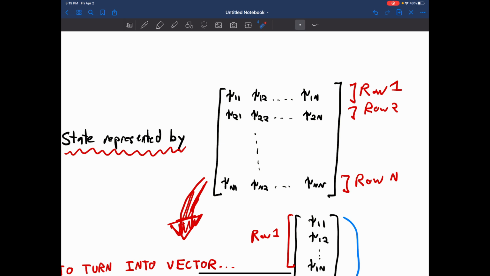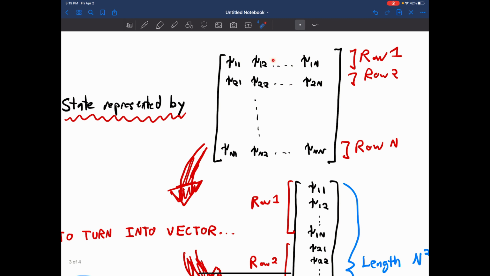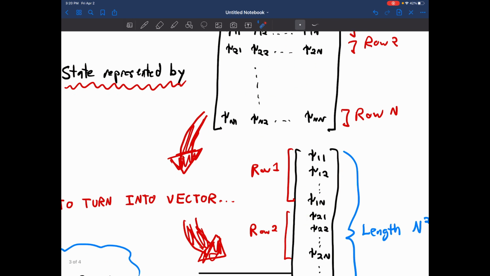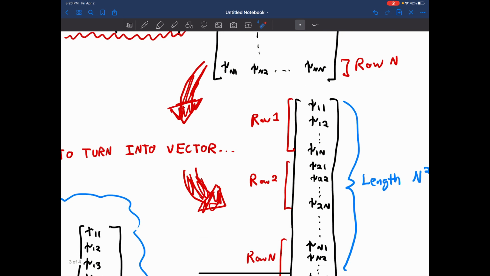And the question is, well, we have this matrix, but we want to do stuff with a vector, because it's the vector that will allow us to find the eigenvalues of some sort of matrix. The easiest way to turn this into a vector is to take each row of this and stack them up. So here I take this row, I stack it here. This row, I stack it underneath. And then all the way down to the bottom row, and I stack that underneath.